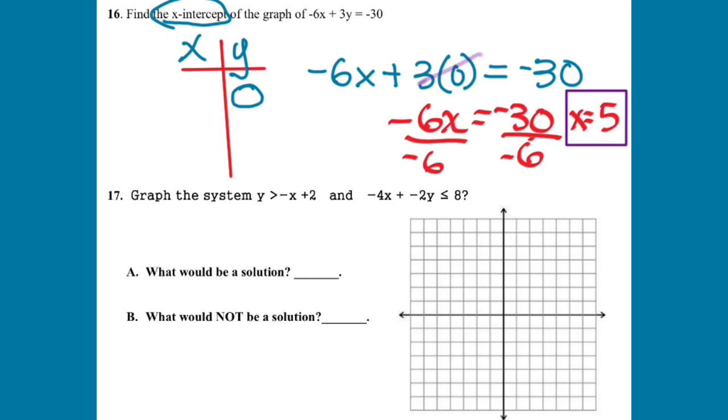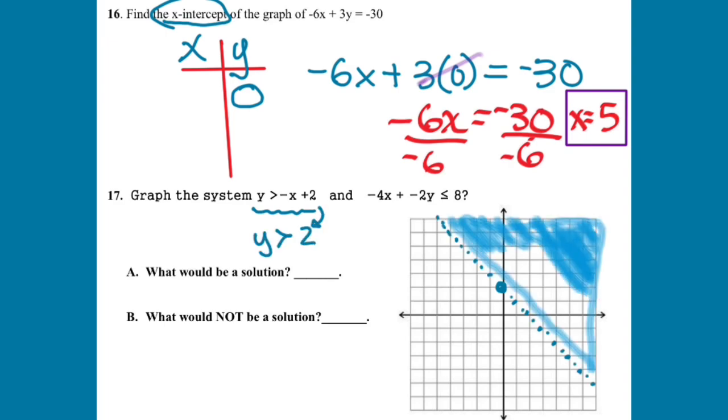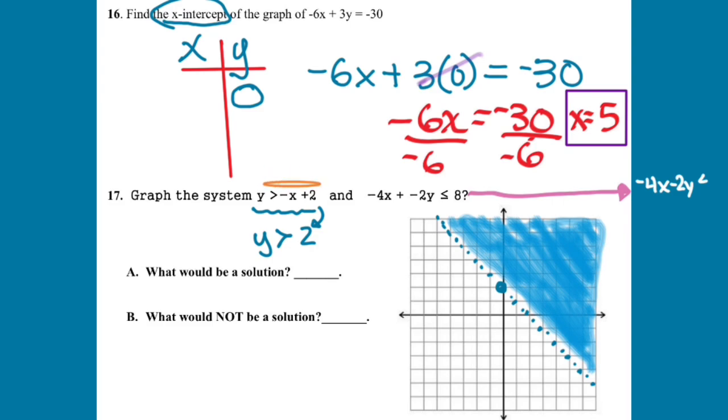Number 17, it says to graph the two inequalities, these two systems. So I graph the first inequality, seeing that it is not a solid line. The slope is just a 1. So I shade that in, and then it says that y is greater than 2. So I shade in everything bigger than 2. That's why it shades above the line.